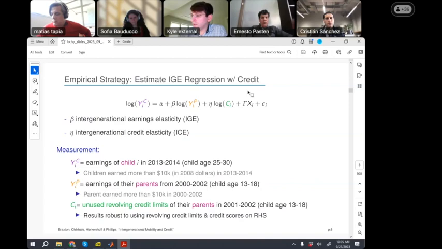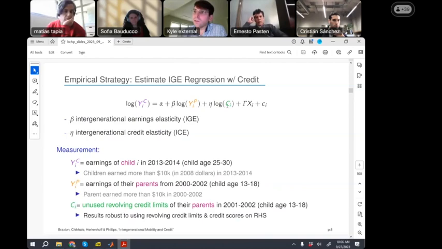So that's a good question. On instrumenting, what we're going to do is what Lee and Solon do, which is just regress child on parent earnings and not have a credit variable there, and we're going to get smaller numbers. I think it makes sense that you would want to instrument the parental earnings, and Nate Hilger does this with mass layoffs at plants. We haven't done that, something we could consider doing.